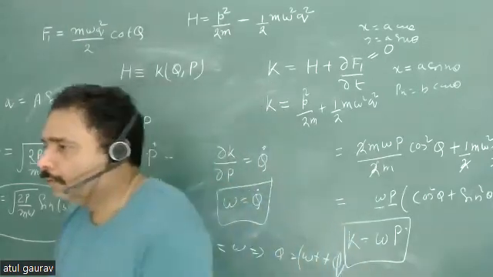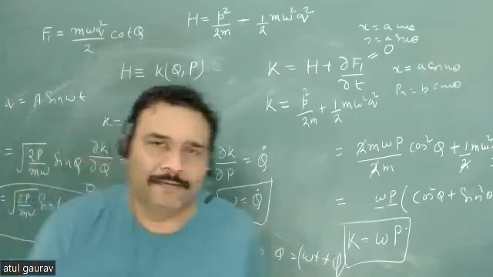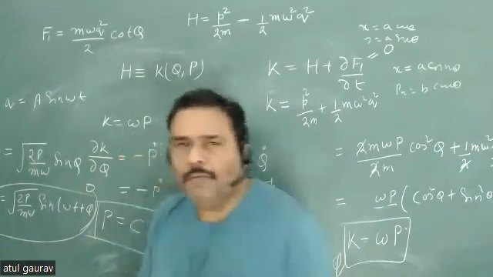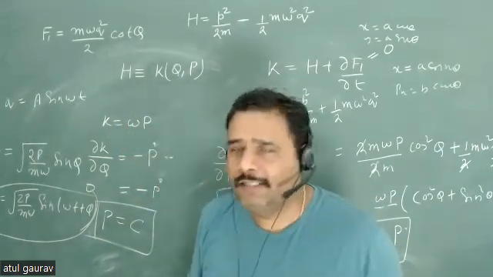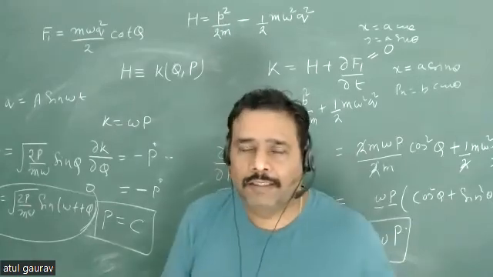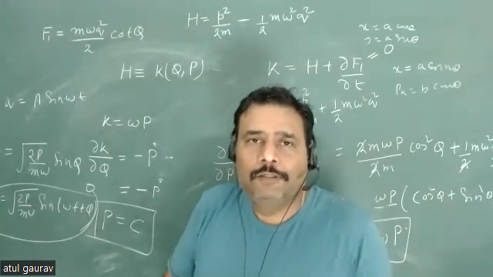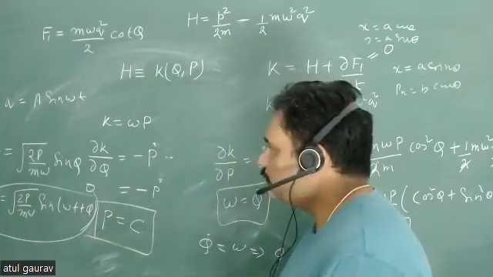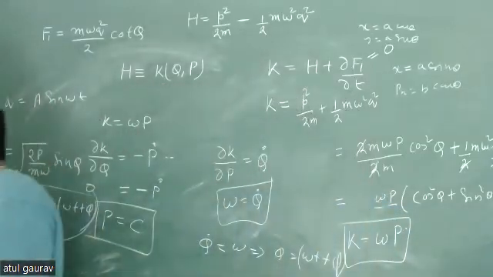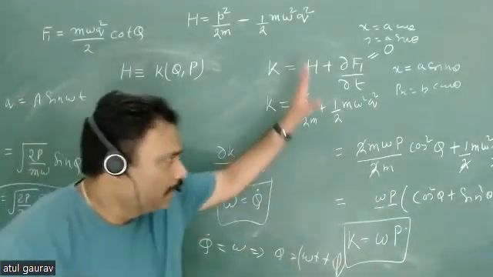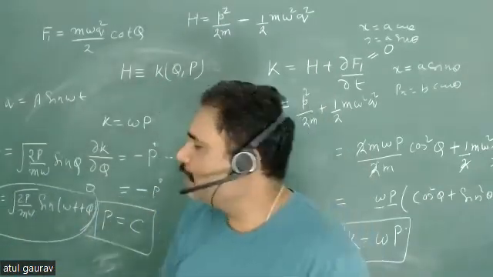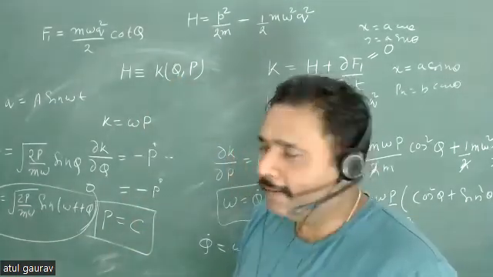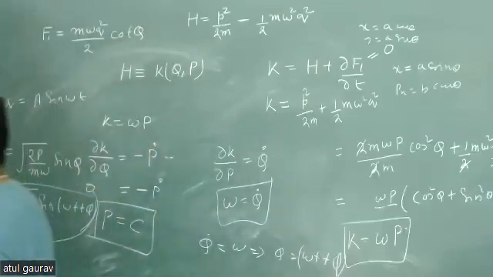So my question is, what is the meaning of angular momentum? Where did angular momentum come from here? This is all about the linear harmonic oscillator, but you are talking about angular momentum being conserved. Anyway, don't worry, this question has nothing to do with the examination. In the exam, you just need to be able to do this calculation. And you can see this capital Q is a cyclic coordinate.